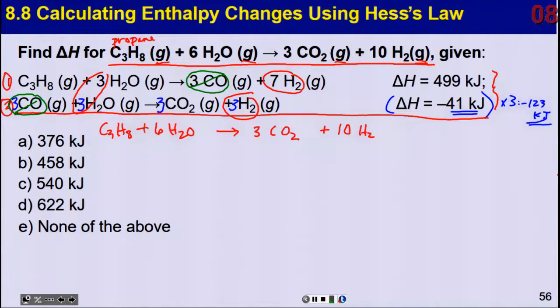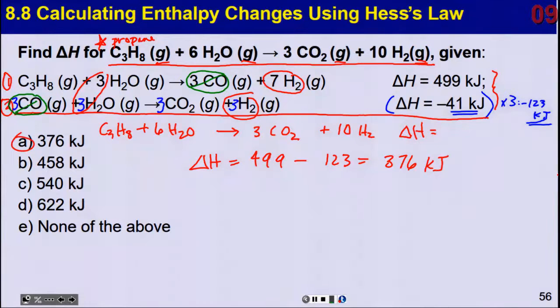So those 2 processes, the way we've stacked them up and putting a multiplier in the second one, give us a net process for which the delta H, the sum of these 2 processes, should give us the one that we want to know, the heat of the reaction for the propane with water to make CO2. So that means we're going to take it how? Delta H is going to be 499 minus 123. And if we're going to do our math successfully, get out your calculator. Looks to me like it should be 376 kilojoules.